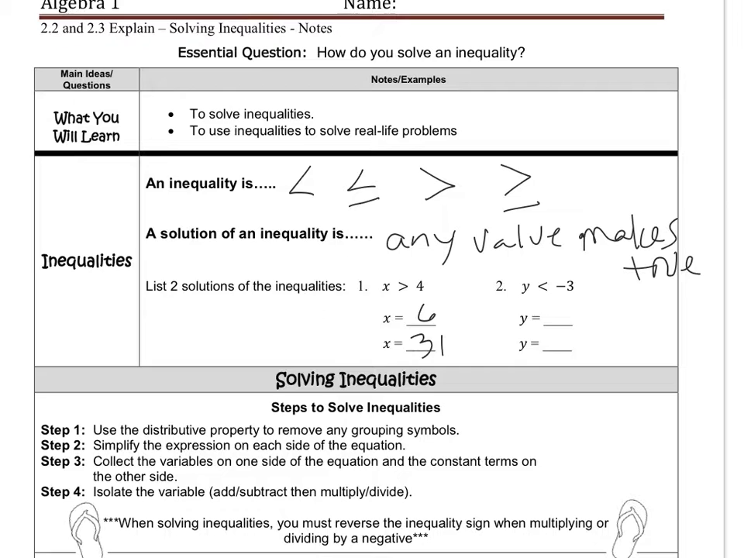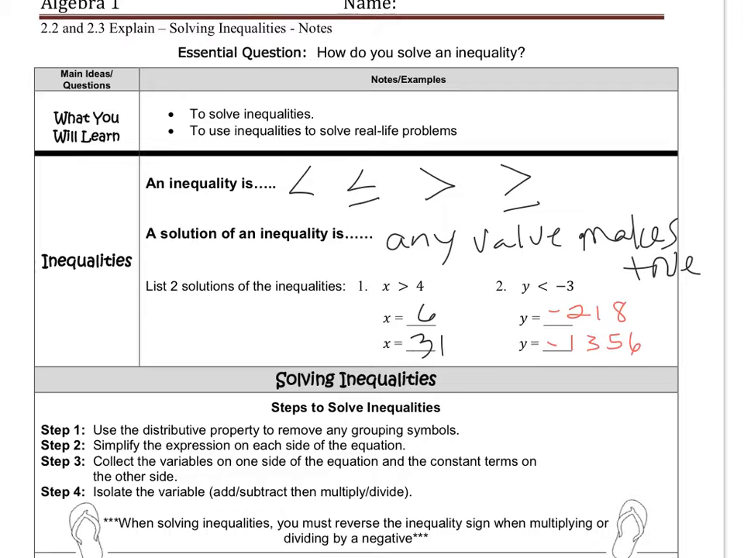Now we need to pick numbers that are less than -3. So be careful and remember your number line and write down two numbers that are less than -3. I'm going to pick -218, and I'm going to pick -1356, because both of those numbers are less than -3.